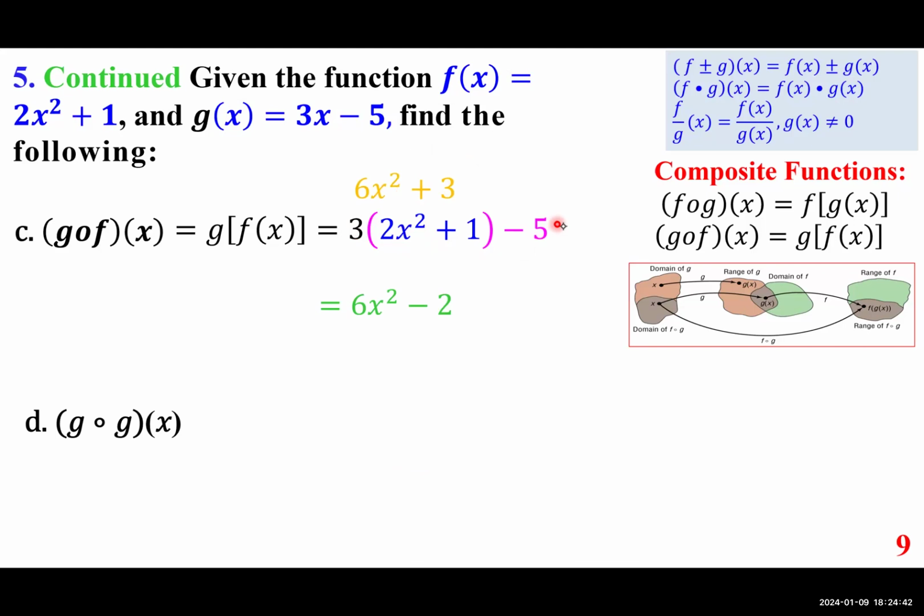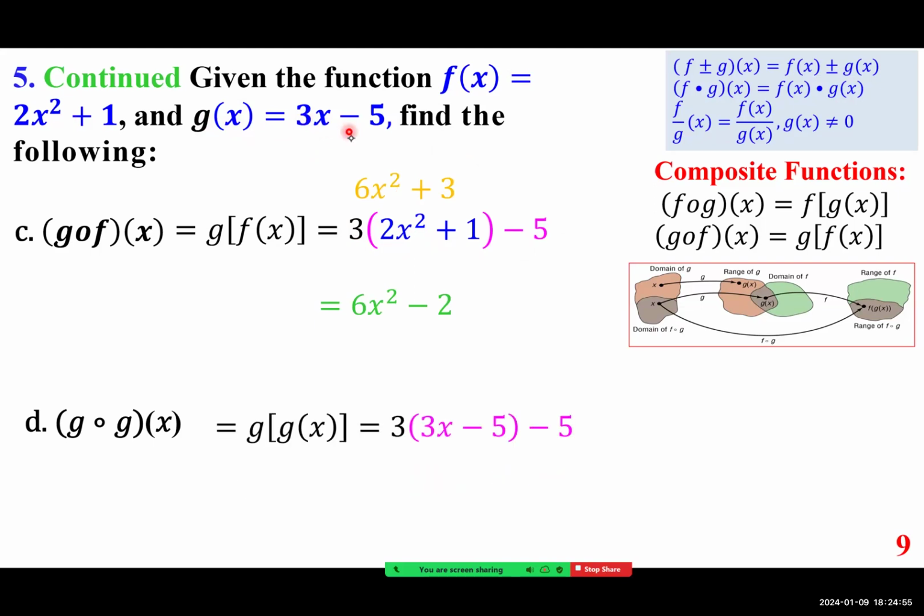g o g. That means the x coordinate of the g of x gets replaced by the entire g. So replace the x with 3x minus 5. So 9x minus 15, these two add up to negative 20. The final answer, 9x minus 20.